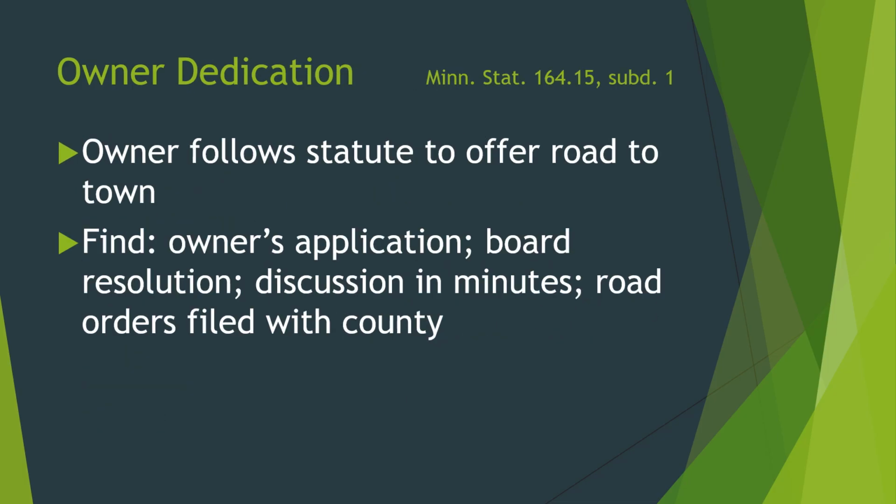We again look back to our flow chart, our TR 5000 flow chart, if that's what you're using, and let's say we didn't find a formal establishment, so we drop down. We didn't find prescriptive easement, we got to drop down again, and that brings us to this one, owner dedication. Owner dedication, again provided in statute, is a more simple way to create a town road because it bypasses a lot of that due process that I talked about in formal establishment.